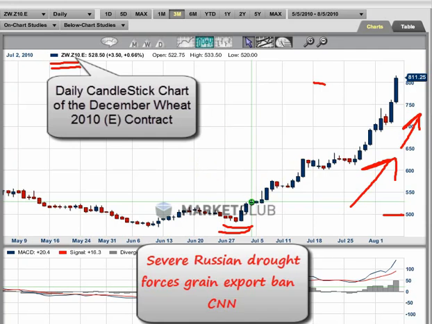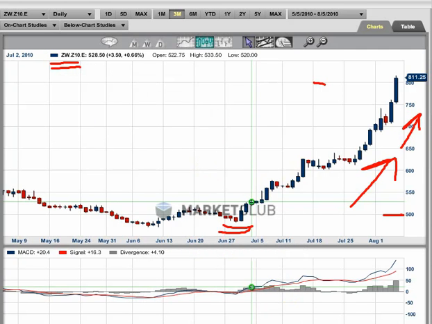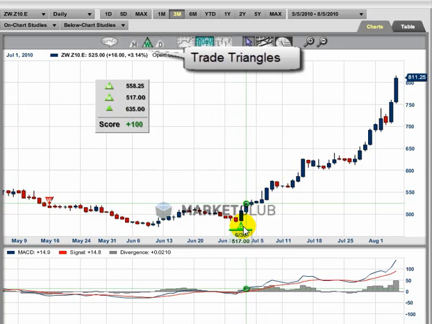So let's take everything off the screen. And we're going to put our trade triangles on. Our trade triangles are right here. And for grains and futures, we always use our weekly for the trend. So here's our signal at 517. So let's just put that in. I'll put the signals in afterwards. 517. And we use our daily for timing.